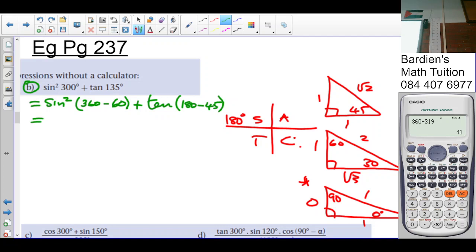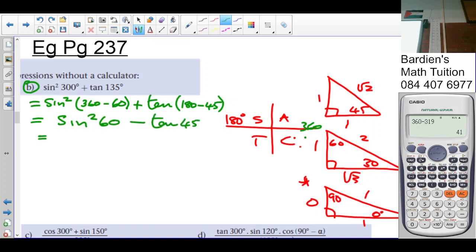So 360 minus 60, fourth quadrant. Is sine positive or negative in the fourth quadrant? Negative. But because of the square, it's going to remain positive. So it's sine squared 60. 180 minus, which quadrant is that in? Second quadrant. Is tan positive or negative in the second quadrant? Negative. So it's going to be negative tan 45.